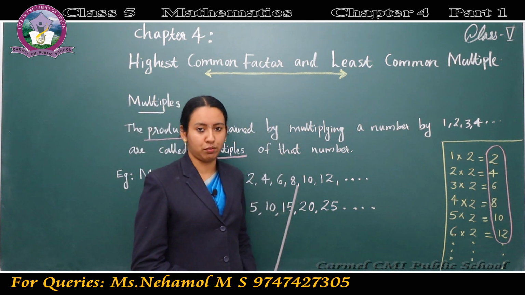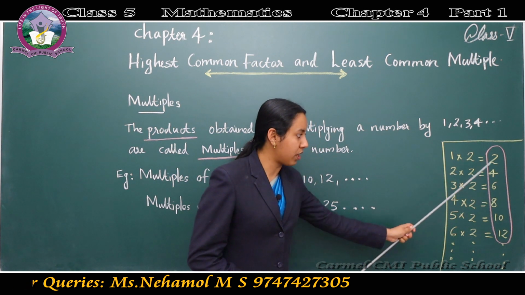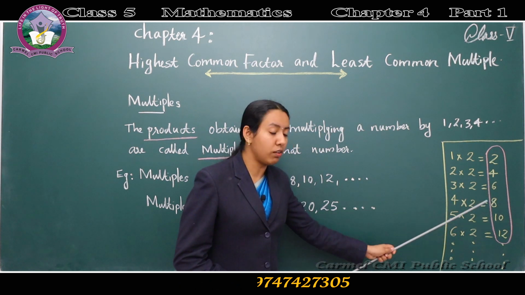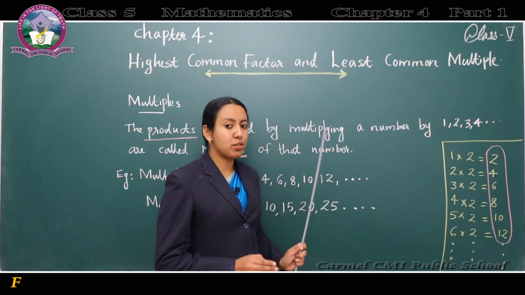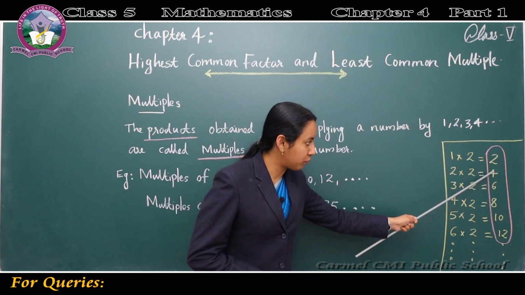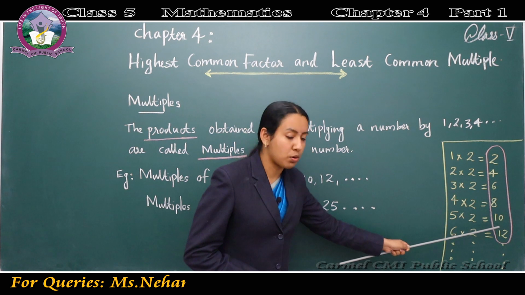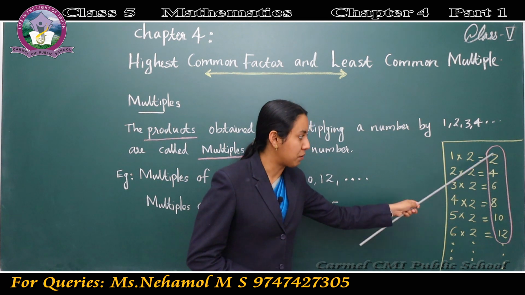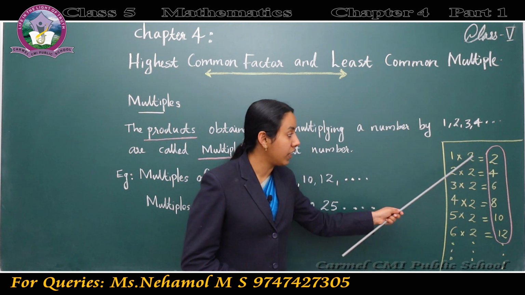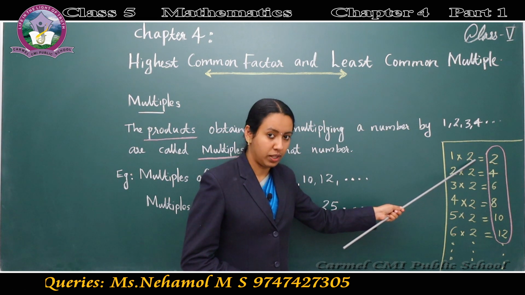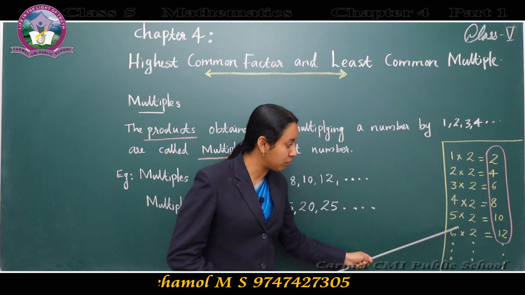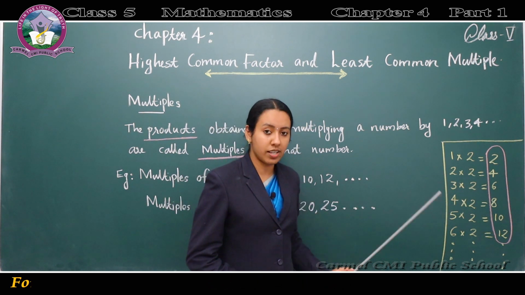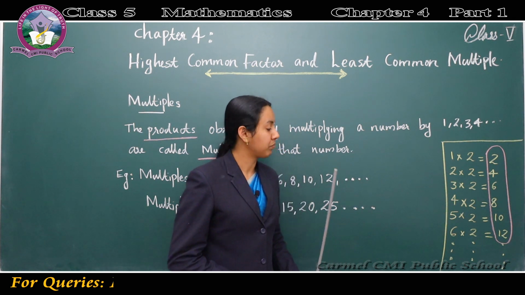Consider the multiplication table of 2. 1 2s are 2, 2 2s are 4, 3 2s are 6, 4 2s are 8, 5 2s are 10, 6 2s are 12, etc. So, multiples of 2 means these numbers: 2, 4, 6, 8, 10, 12, etc. These are the products obtained by multiplying a number, here 2, by 1, 2, 3, 4, etc., and these products are known as multiples of that number.